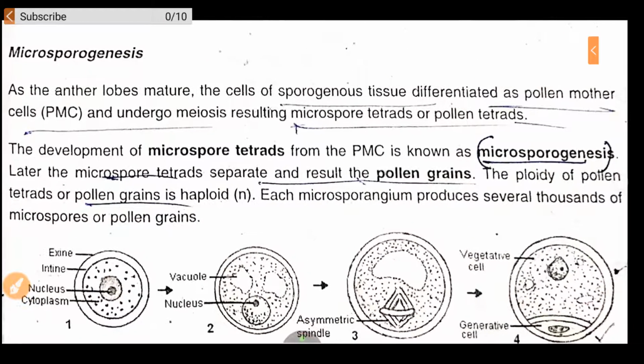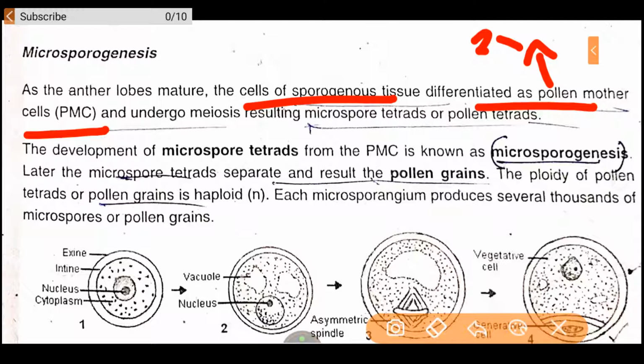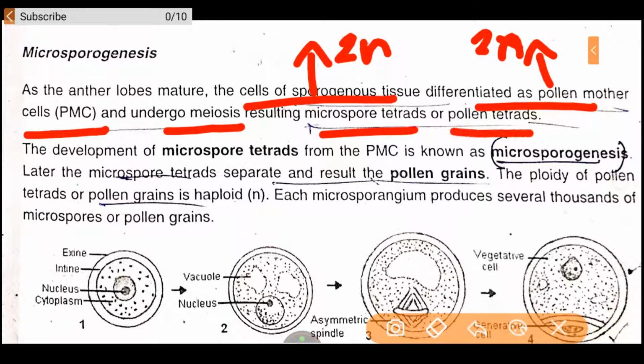Now microsporogenesis. As anther lobes mature, the cells of sporogenous tissue differentiate into pollen mother cells or microspore mother cells. What is the ploidy of the sporogenous tissue? 2n, diploid. And this has to undergo meiosis, resulting in microspore tetrads or pollen tetrads.